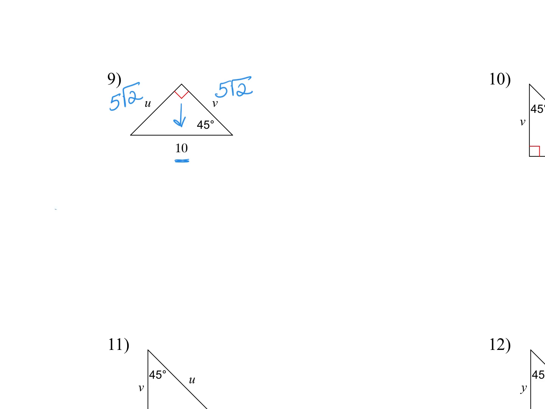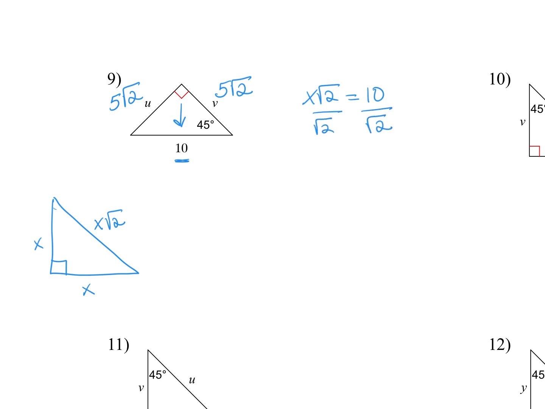Okay, so remember our reference. The legs are the same, and the hypotenuse is equal to the length of the leg times the square root of 2. So that is what 10 equals. My hypotenuse has a value of 10. So to solve for x, I'm going to divide both sides by the square root of 2. So that is the length, or the value of x.